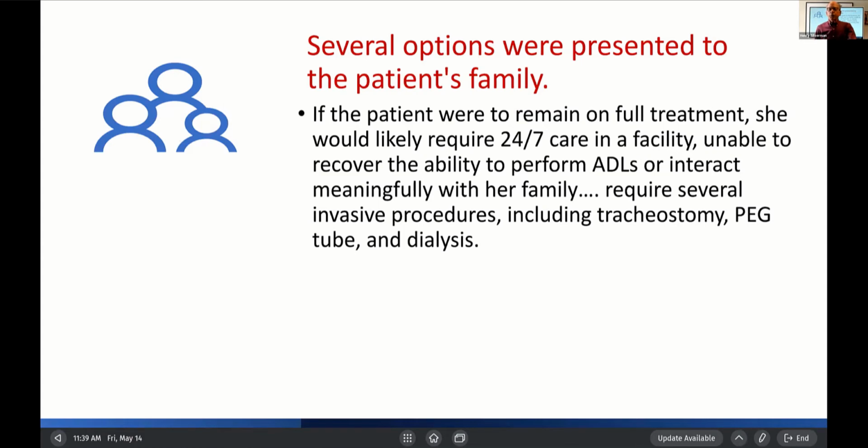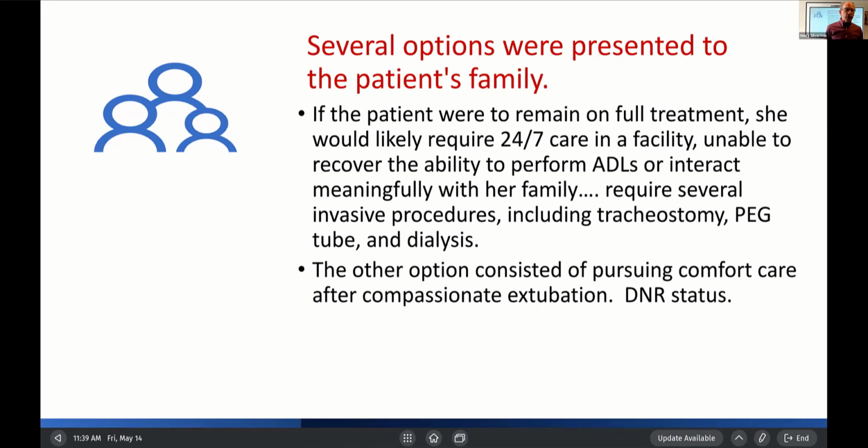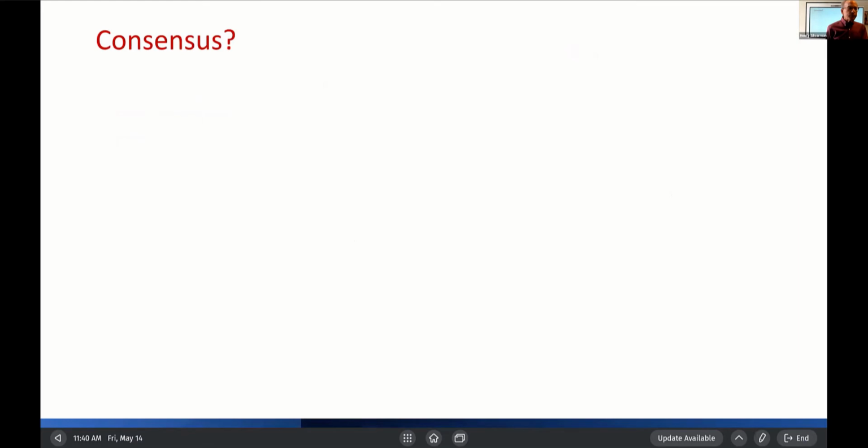If the patient were to remain on full treatment, she would likely need 24/7 care in a facility, unable to perform ADLs or interact meaningfully with the family, and would require trach, PEG, and dialysis. The other option would be comfort care measures only after compassionate extubation and DNR status. Now, there is an urgency here because the potassium level is 6.8.